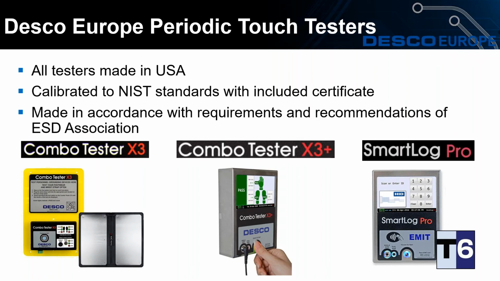And finally, the Smart Lock Pro on the right-hand side of your screen. And again, in addition to the Combo Tester X3 and the Combo Tester X3 Plus, this has operator identification to allow you to assign test requirements per operator, automated data collection, replacing manual paper logs, which increase accuracy and reduces costs, and automated reporting capabilities, making management of your ESD control program simpler.